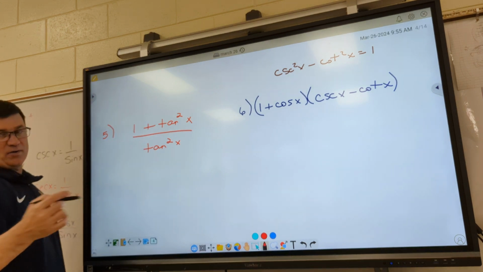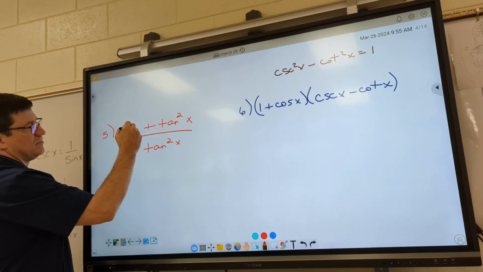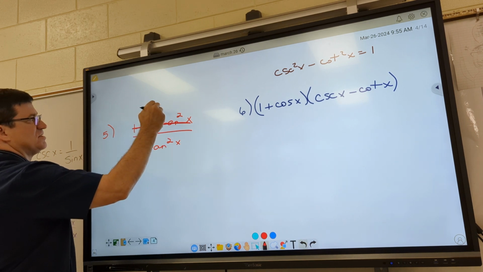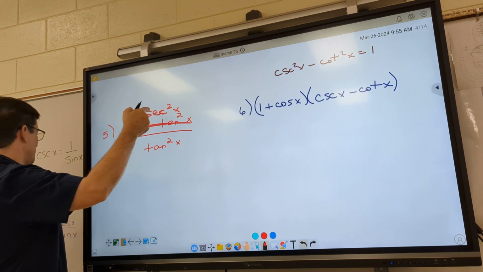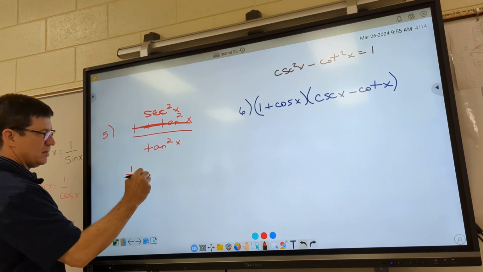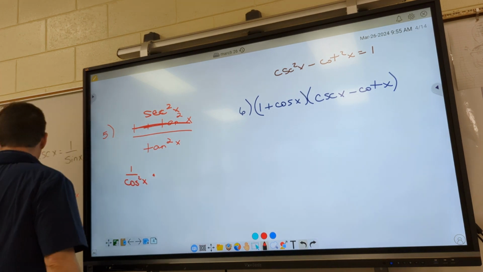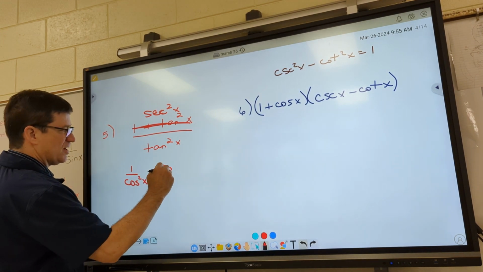All right, so I don't have a sheet. Nipper, what's 1 plus tan squared change into? Secant squared. All right, so the top changes to secant squared. Now, secant squared turns into 1 over cosine squared. Tangent squared turns into sine over cosine. I'm going to go ahead and flip that into cosine over sine.